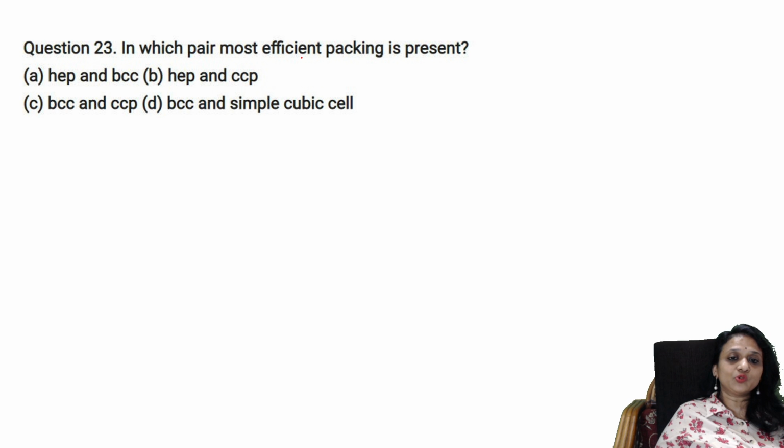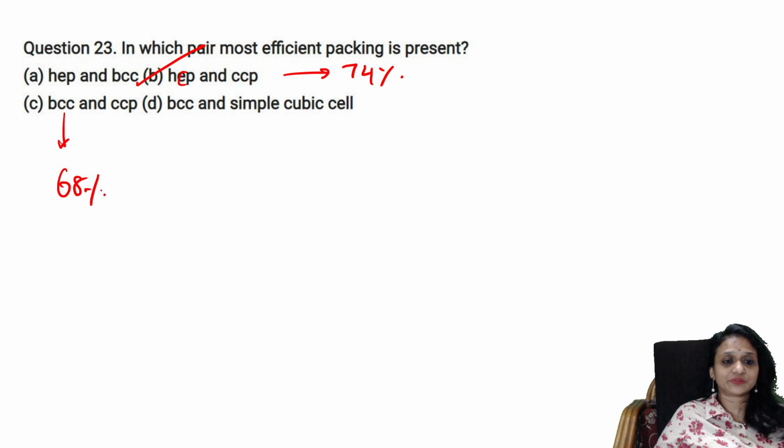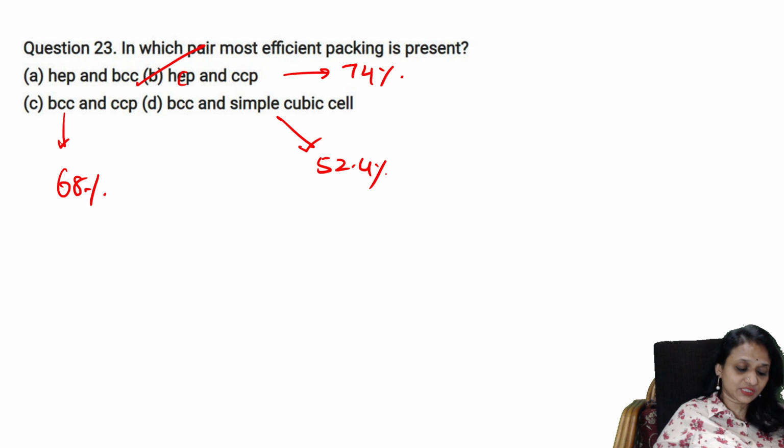In which pair is the most efficient packing present? Okay, right. Just now I said. So basically when I take HCP and CCP, the packing is maximum, 74%. When I take BCC, how much is it, students? 68%. Correct? Yes. When I take simple cube, it is around 52.4%. All right. So you all remember the things once again.